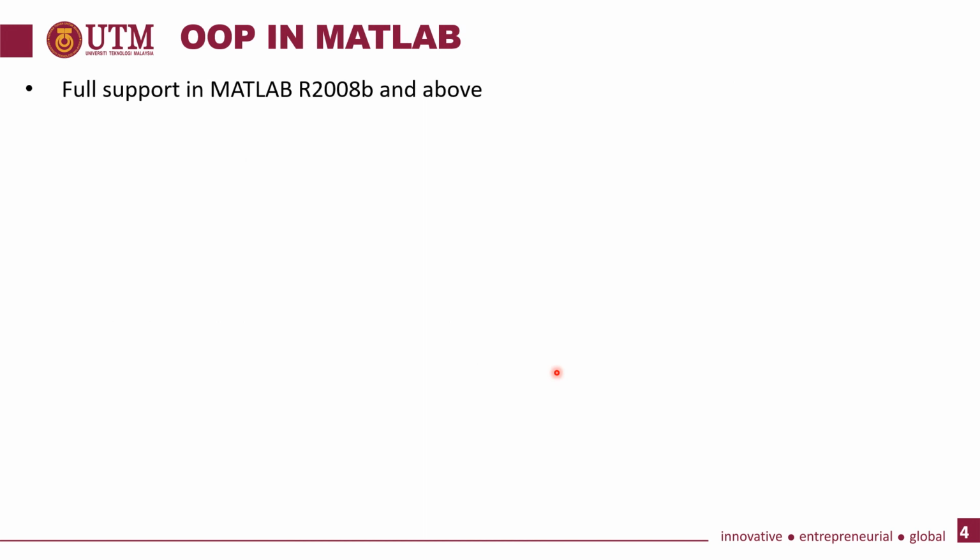Okay, so OOP in MATLAB. In MATLAB, OOP has been supported starting from MATLAB R2008b and above. It means that if you have version R2008a and below, it will not support OOP. Next, dot notation works in R2014b and later. In OOP, we use dot notation to get the data, to set the data, and also to access the functions.